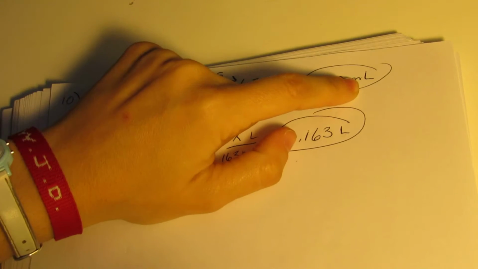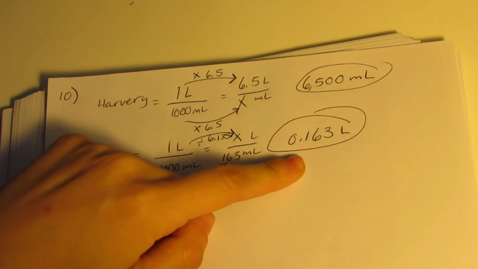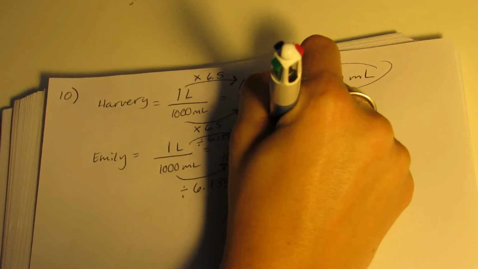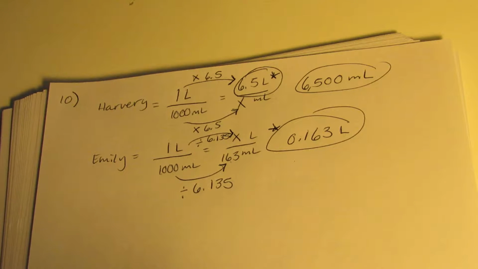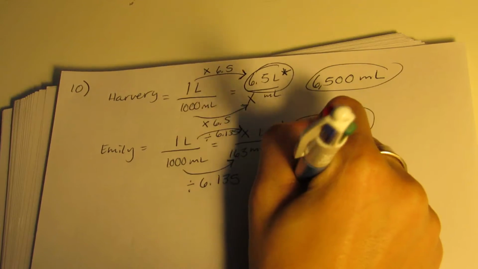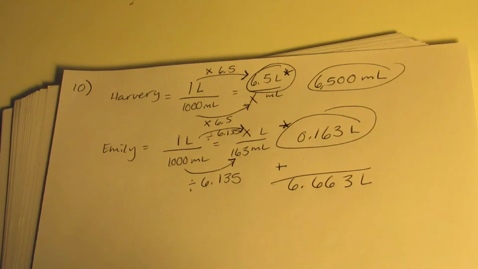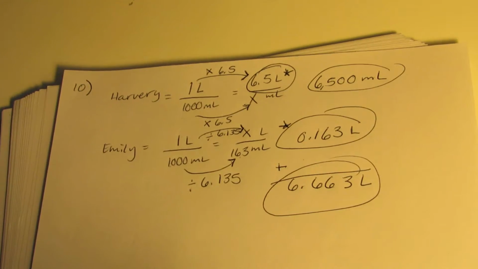Okay. So the question is asking how many liters they have in total. I can't add milliliters with liters. So I'm going to look for Emily, put a star. This is the amount of liters she brought. Harvey, it told us he brought 6.5 liters. So if I add 6.5 liters and 0.163 liters, I get a total of 6.663 liters. Okay, so they brought a total of that many liters. Let's move on to number 11.